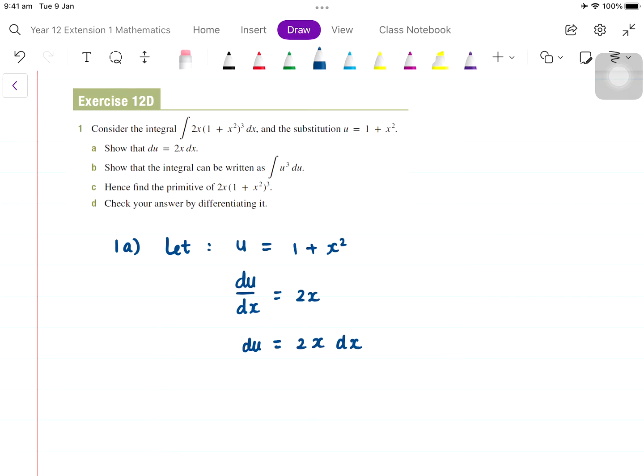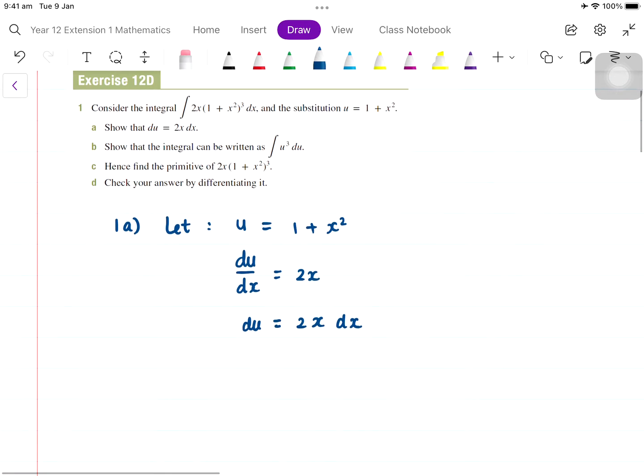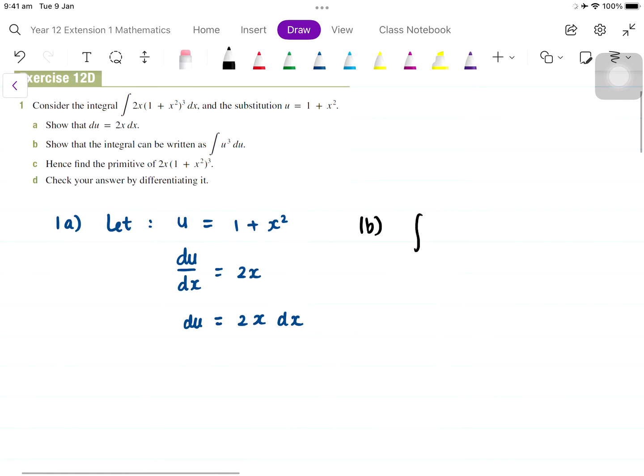Alright, let's continue working on question 1b from exercise 12d. So from our previous work, we know that du is equal to 2x dx. So the next part is we are going to use that for the integral of 2x(1 + x²)³ dx.